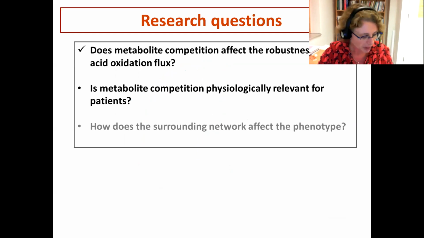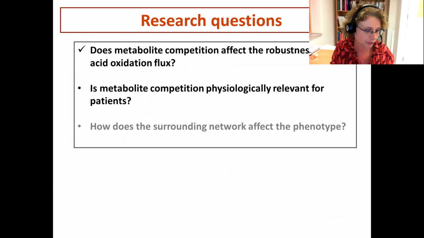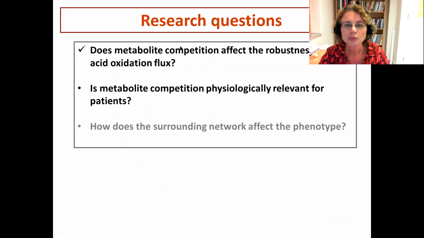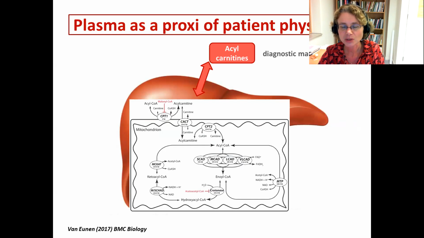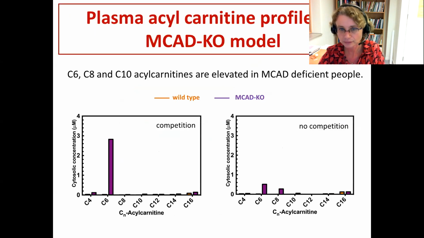So that's the very basic properties of our network. You would wonder, of course, is this now physiologically relevant for our patients? And I must say we have to be very modest, but we started to do modeling of our patients. So we started looking at these acyl-carnitine esters again, because they are measured in the blood, so they can be used as a readout, and we have loads of data from the clinic of patients' acyl-carnitine levels.